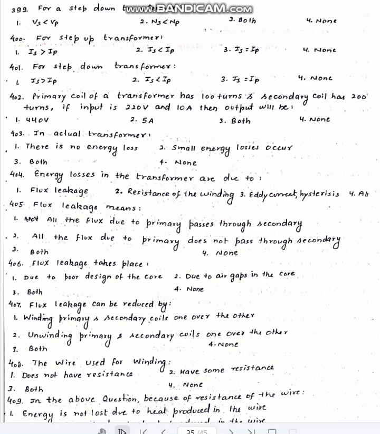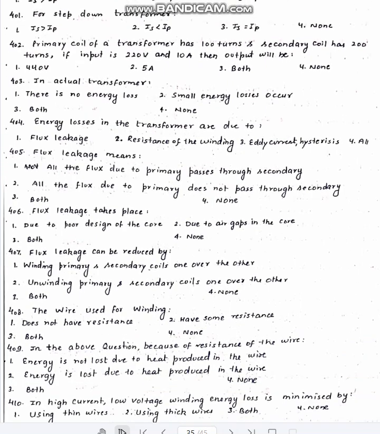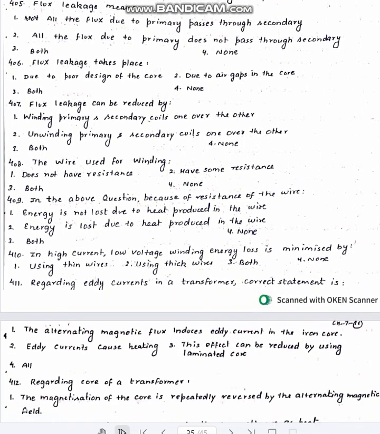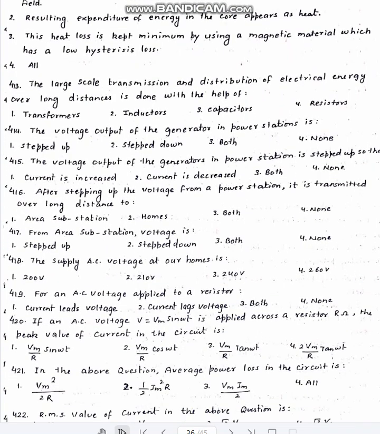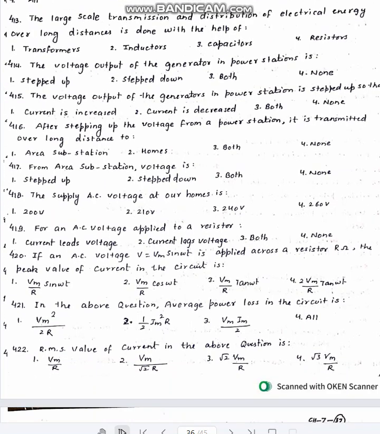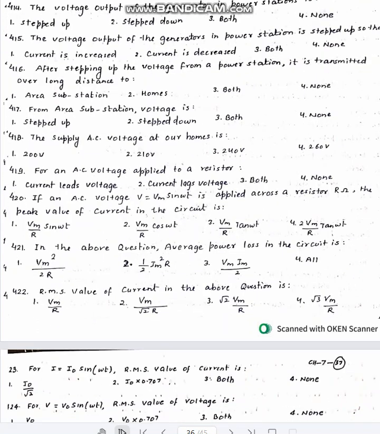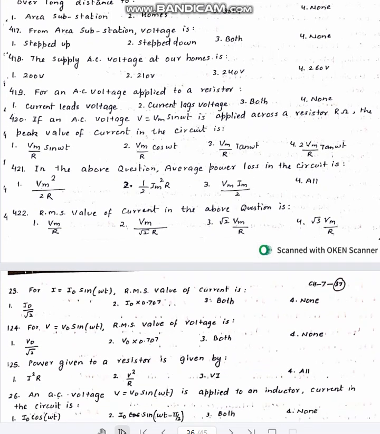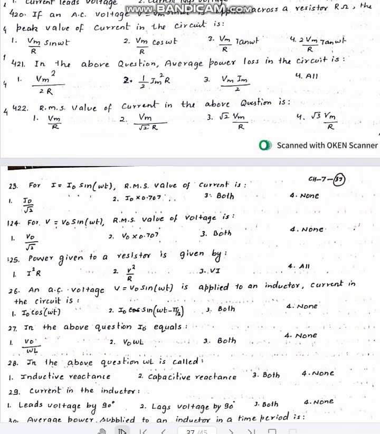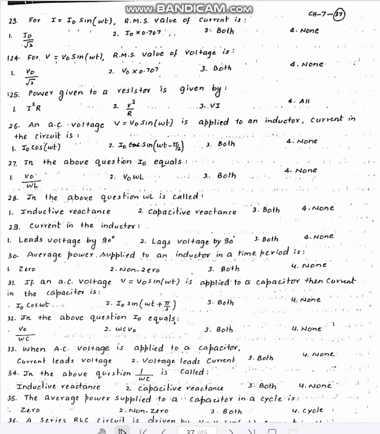depends on, the numerical problems on that, then energy losses, how to avoid them, flux leakage, then concept of wire used for winding, then we have alternating currents, magnetic flux, eddy currents, then we have magnetization of core, then large scale transmission and distribution of electrical energy, voltage output of the system, then we have the general concept of AC voltage at our home, then algebraic problems based on an AC applied to a resistor, current, power, average power, RMS value, average value of current.